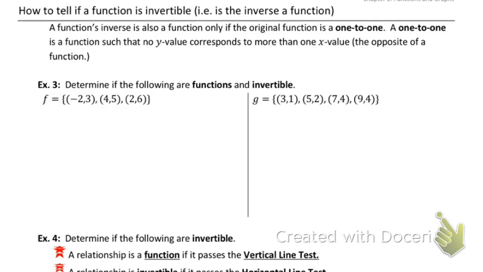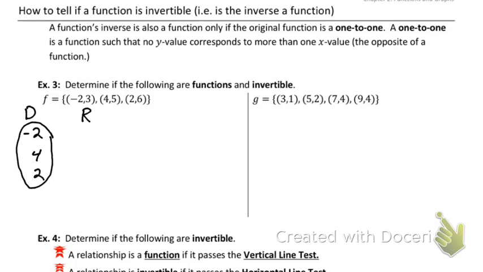All right, and we'll see that down below. Down below, our example says, determine if the following are functions, and then tell if they are invertible. So we're going to go in both directions. So we're going to check to see if they're functions first. So we'll do a domain. We have 3 elements of our domain. That would be -2. That would be a 4. And that would be a 2.